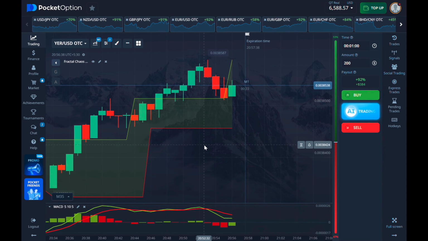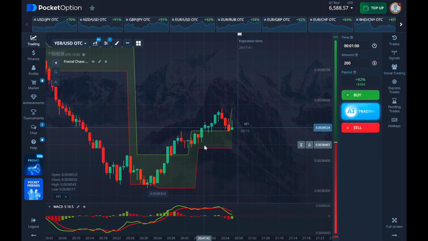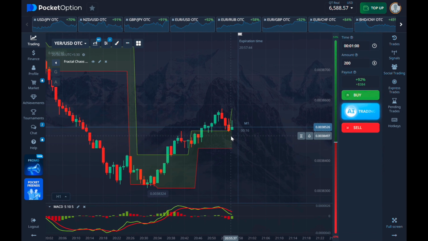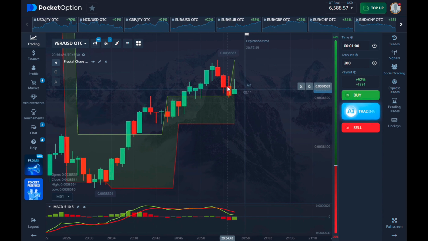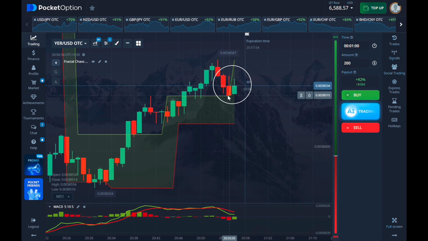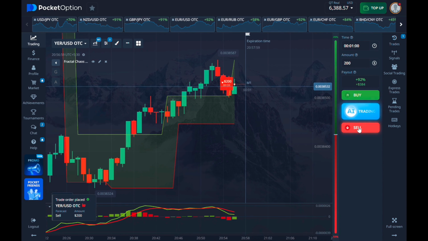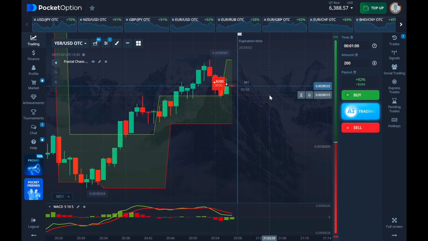So as we look here, I can see a pretty good opportunity. There's about to be a downtrend because if you see here, a red candle has crossed the fractal Kell band line from top to bottom, which means selling pressure is about to increase. So I've placed a $200 trade here.